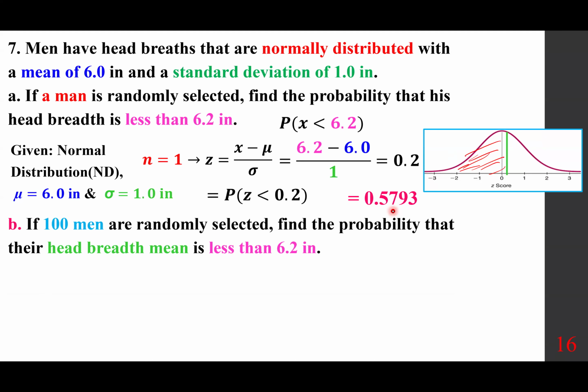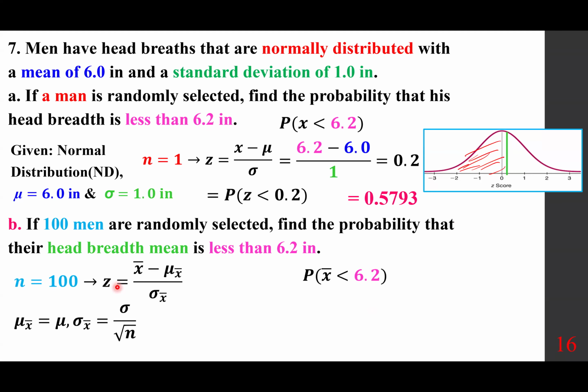And if we change the question so that instead of 1, 100 men are randomly selected, find the probability that their head breadth mean is less than 6.2. Because there is one person here, we look at that person of interest. In this case, we're going to look at the mean, so probability of X bar less than 6.2. That's what we are looking for. And we want to go to the Z, and so in this case, N is 100.